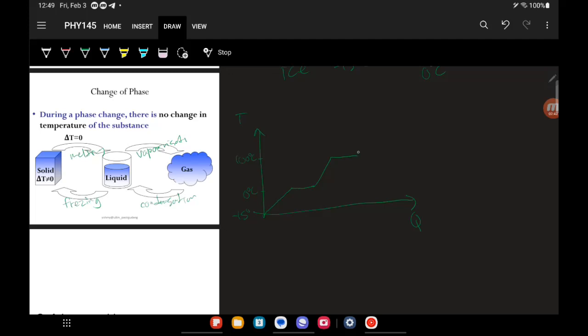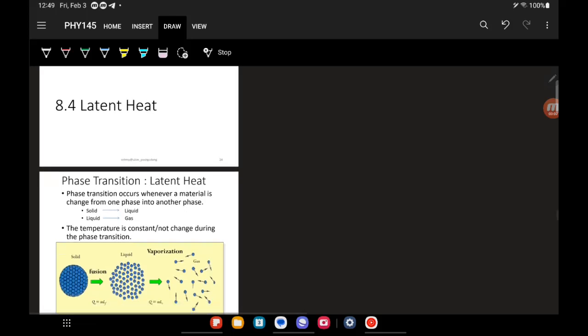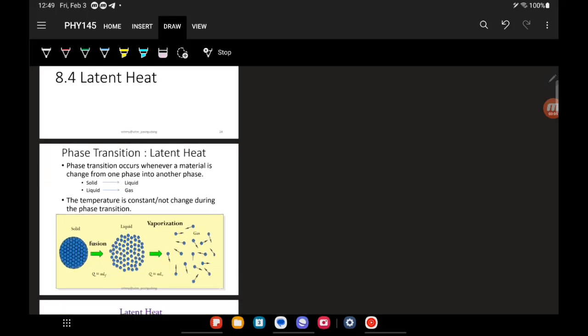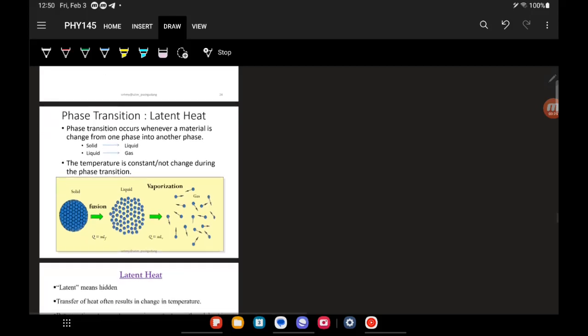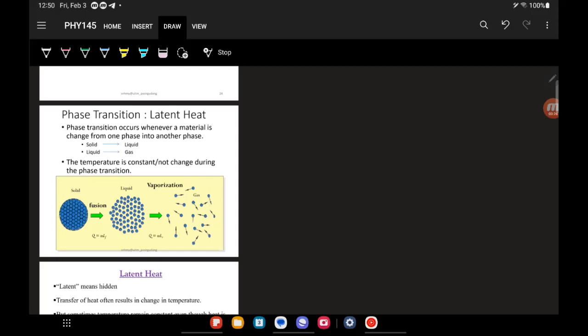Then if this steam is contained, and you further provide heat to the water that has been vaporized, so it's steam now, then the steam will again continue to increase in temperature. So the heat required to change phases is what we call latent heat. Latent means hidden, because the heat is being absorbed but the temperature does not increase in any way, until all the material has changed phase completely.